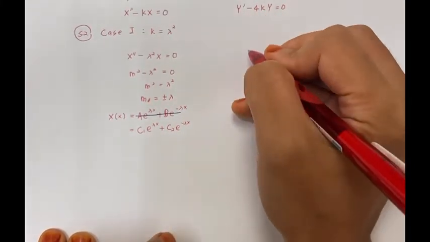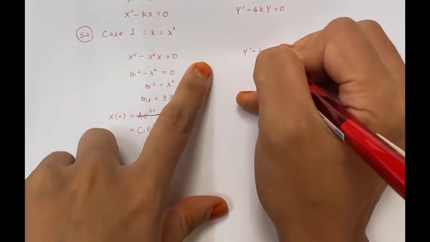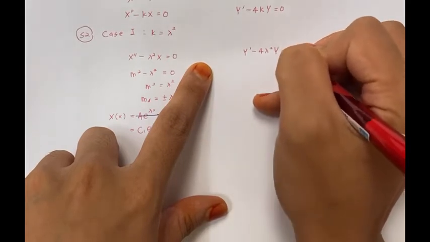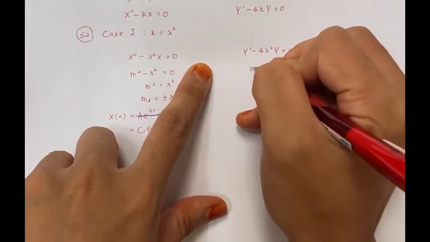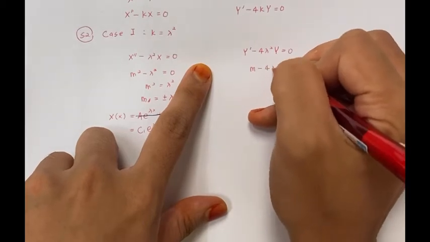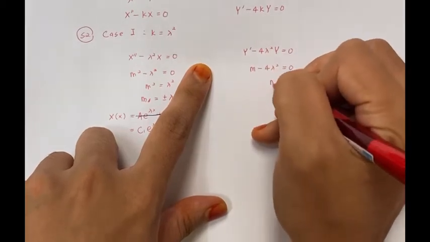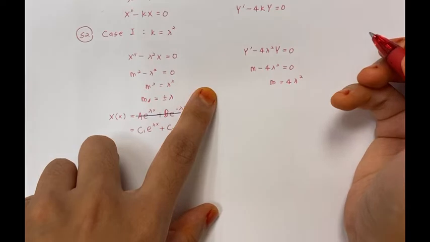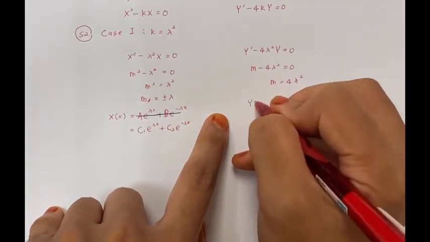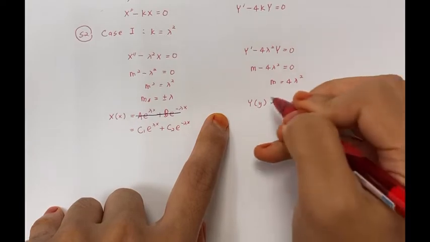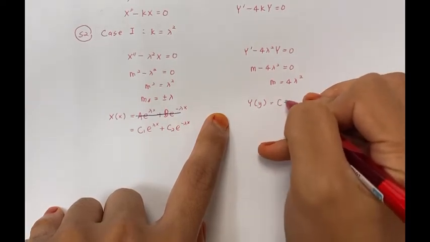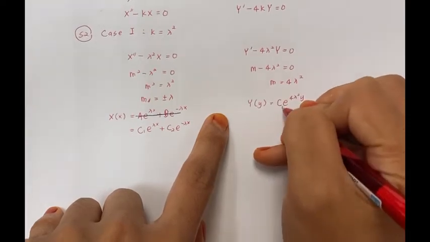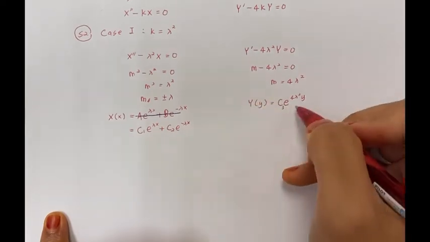And then do not forget about your Y. So Y prime minus 4, substitute k with lambda square, lambda square Y equal to 0. Characteristic equation, you have m minus 4 lambda square equal to 0. So basically the root for m is equal to 4 lambda square. You just have one root. So your Y is equal to, the general solution for this, C3 exponent 4 lambda square y. So C1, C2, and then C3.